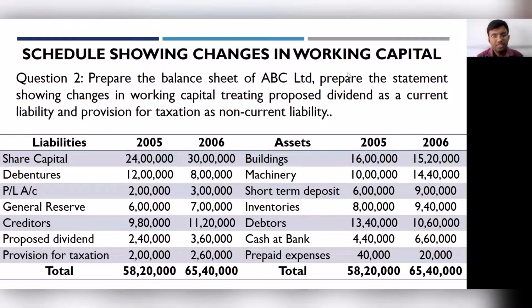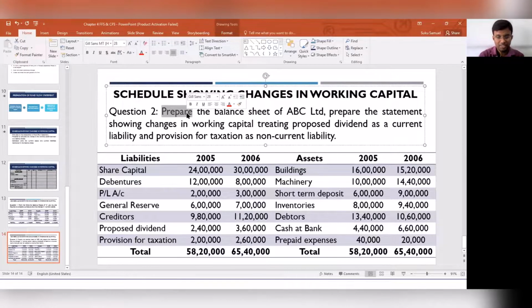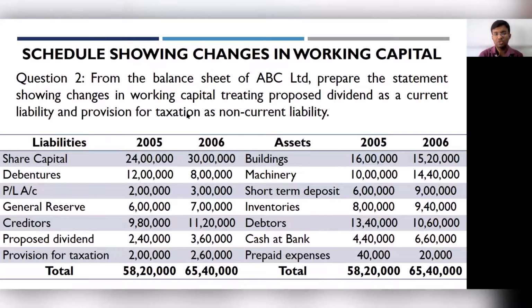In this question, the question tells us, from the balance sheet of ABC Limited, prepare the statement showing changes in working capital, treating proposed dividend as current liability and provision for taxation as non-current liability. So here in this question, they have given us some adjustments, and based on those adjustments, we will have to go about treating the items.